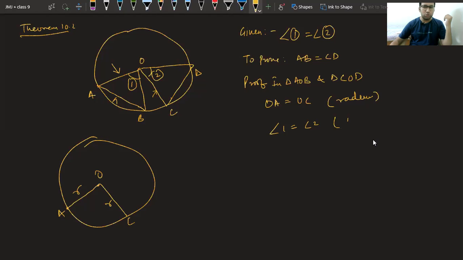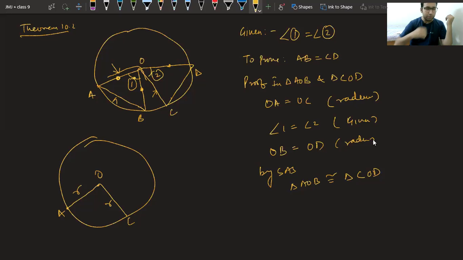So angle 1 and angle 2 are given to us. And third thing, Tanay, similar to this, we can say OB is equal to OD. Very good, Vaishnav. Again, they are radii. Now if you observe, we have proved one side, one angle, and the third side. So in continuation, they are coming as side, angle, side. So by SAS criterion, triangle AOB is congruent to triangle COD.